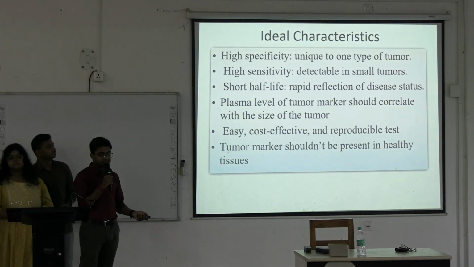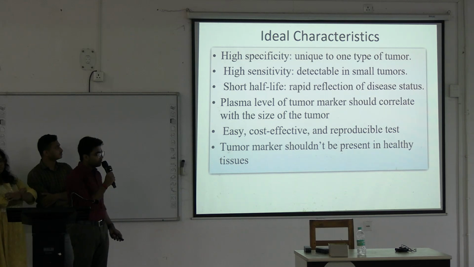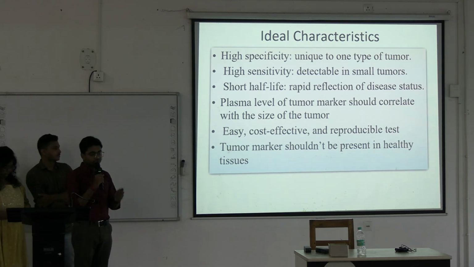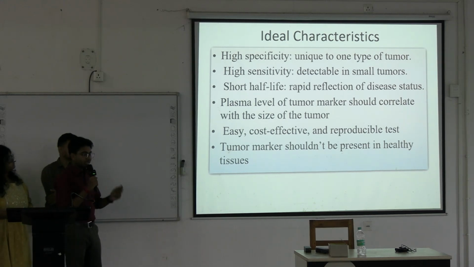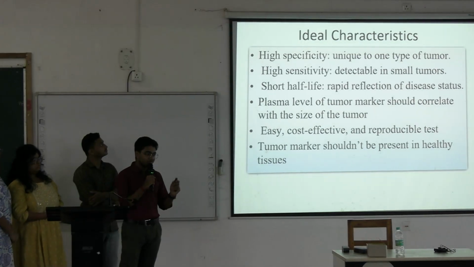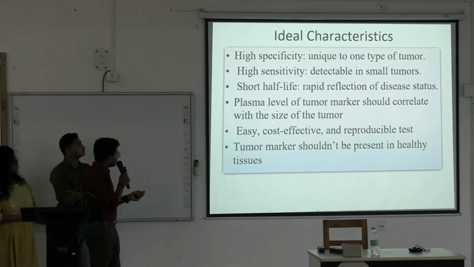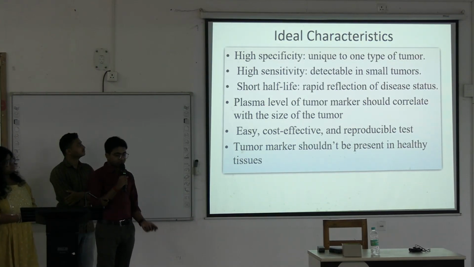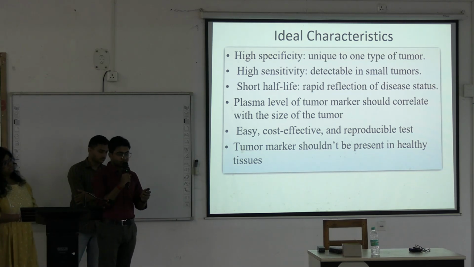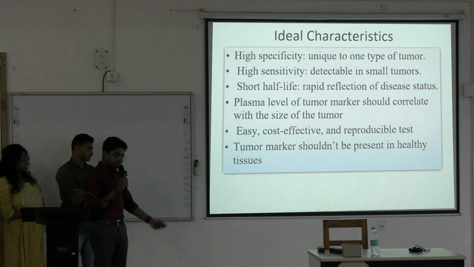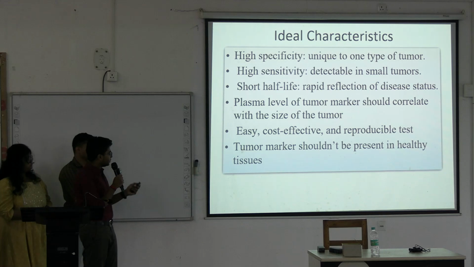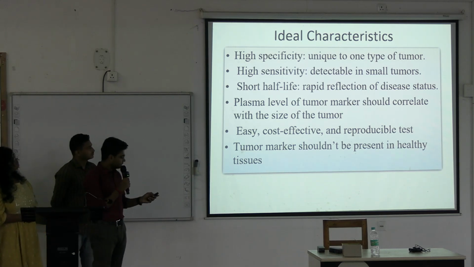Now, the ideal characteristics of tumor marker. Tumor markers have to be highly specific, like it should be unique to only one type of tumor. It also should have high sensitivity so that it can be detected in small tumors also. Plasma level of tumor marker should tell us the amount of cancer present in the body. It should be a cost effective, easy and reproducible test. Tumor marker should not be present in healthy tissues.